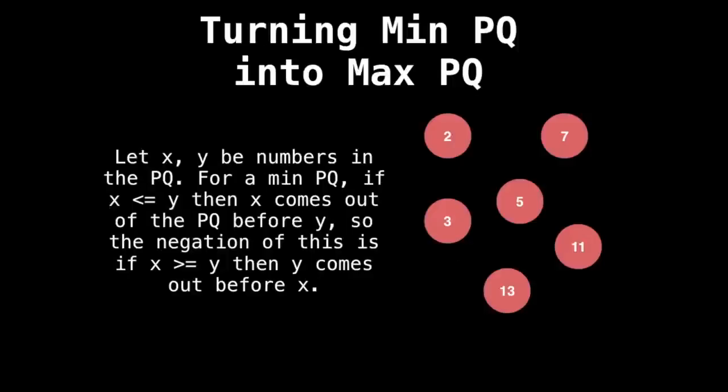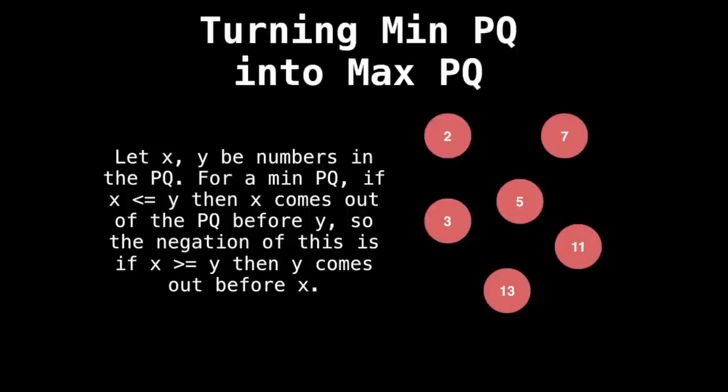Suppose for a moment that we have a priority queue consisting of elements that are on the right side of this screen, and that these are in a min priority queue. So if x and y are numbers in the priority queue, and x is less than or equal to y, then x will come out of the priority queue before y. The negation of this is x is greater than or equal to y. And so y then comes out before x, because all these elements are still in the priority queue. Wait a moment, you say.